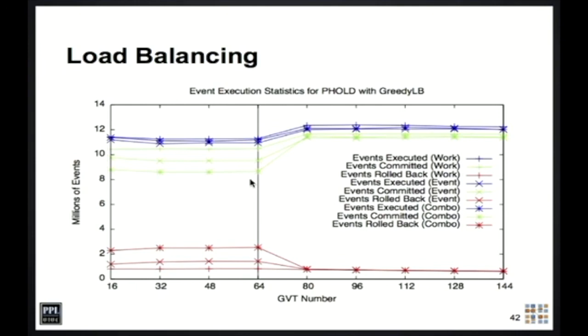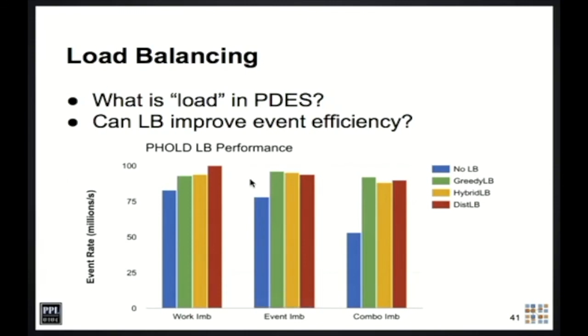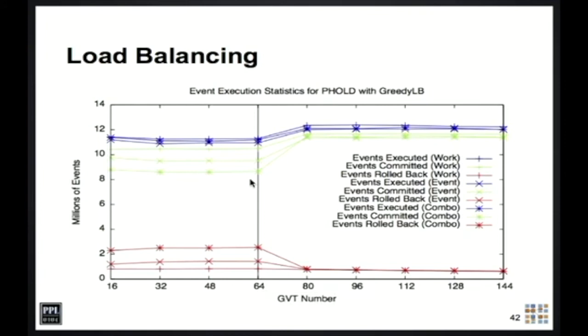And what we've plotted here is the GVT number down at the bottom. After we've computed the 64th GVT, we do load balancing. And we see that after the load balancing, for most of the configurations, we're not only rolling back fewer events, but we're also committing more events. So the performance improvements here that are getting us faster time to solution are primarily coming from the fact that we're now executing events more efficiently.